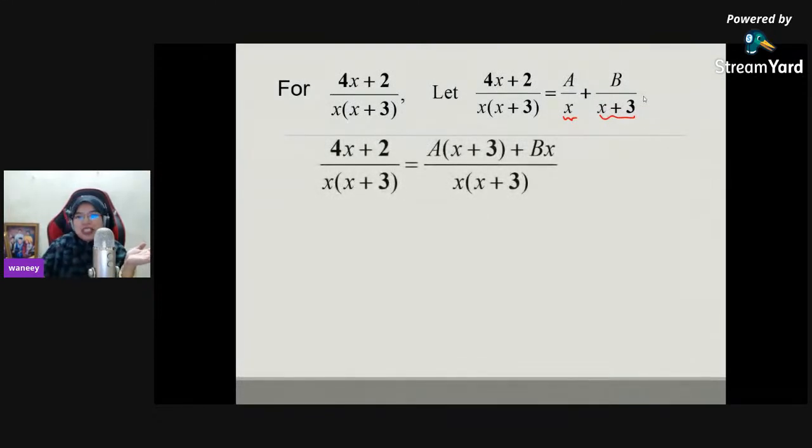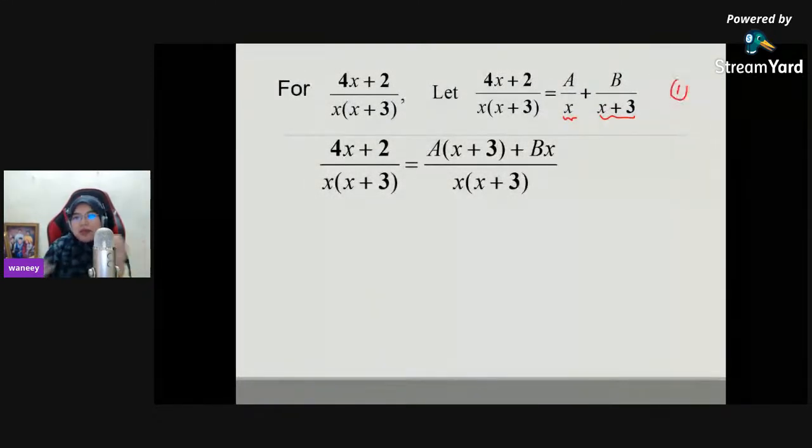Okay, so now the first step, you separate them into two fractions and then make sure to change it so that we have a common denominator. And then don't forget the third step, you should compare your numerator. So 4x plus 2 equal to A(x plus 3) plus Bx. So this is the third step.